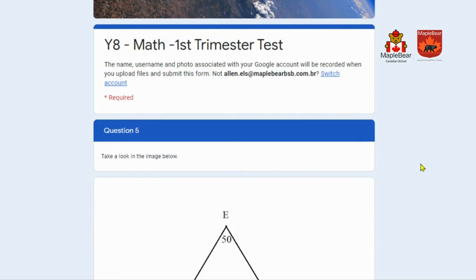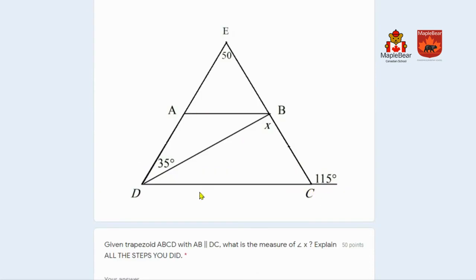Nice? Question number 5. Take a look at the image below. So I have this figure here, and I know that ABCD is a trapezoid with AB and DC parallel. That means what? That they are parallel. Nice. What is the measure of x? Explain all the steps you did, okay? So use the properties that you know to solve it and find out what is the measure of the angle x. Nice.